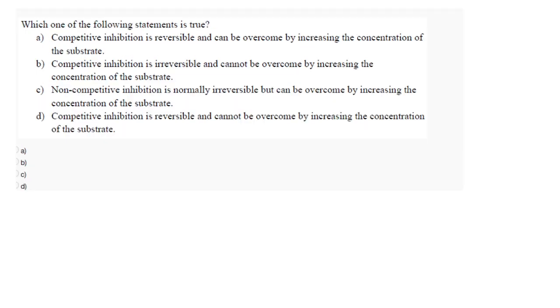Next, which one of the following statements is true? Competitive inhibition is reversible and can be overcome by increasing the concentration of substrate. Competitive inhibition is reversible and cannot be overcome by increasing the concentration of substrate. Non-competitive inhibition is normally irreversible but can be overcome by increasing the concentration of substrate.